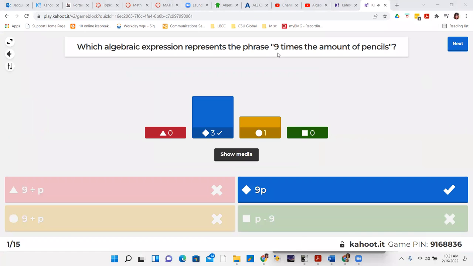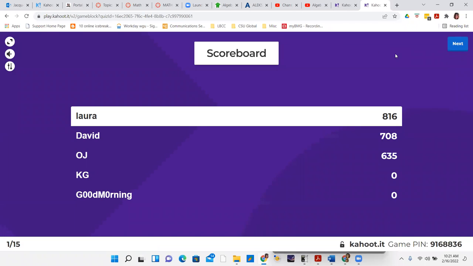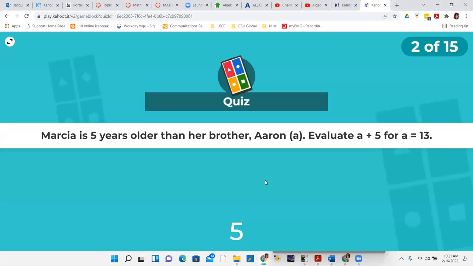All right, 9 times the number of pencils. That's 9 with a P right next to it, because that's how we indicate multiplication. A 9P. All right. And of course, more points are awarded based on time, how fast you do it.